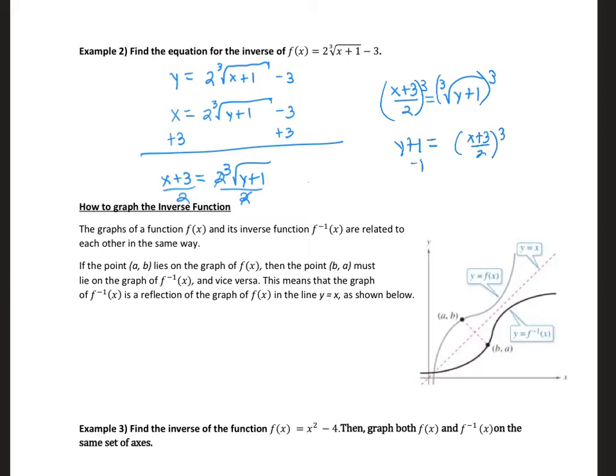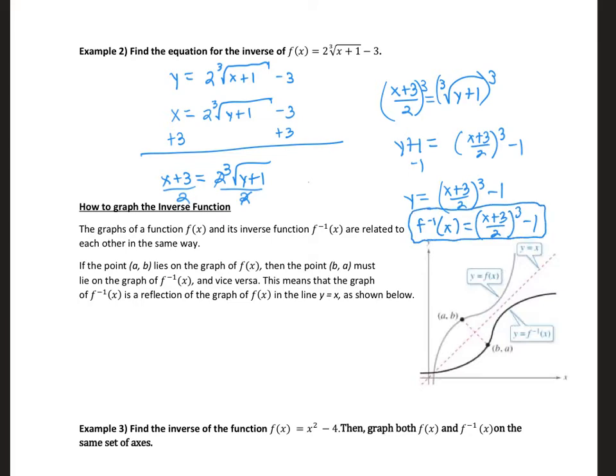And then I could subtract 1. So we get y equals (x plus 3 over 2) cubed minus 1. And then for my last step, replace y back with the inverse notation. So this says my inverse function is equal to (x plus 3 over 2) cubed minus 1.